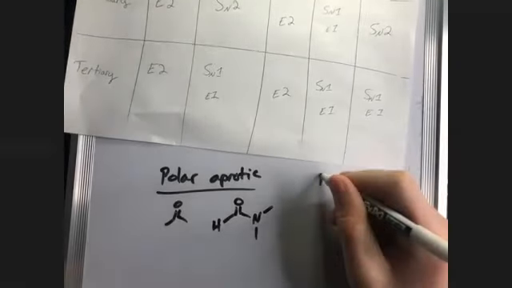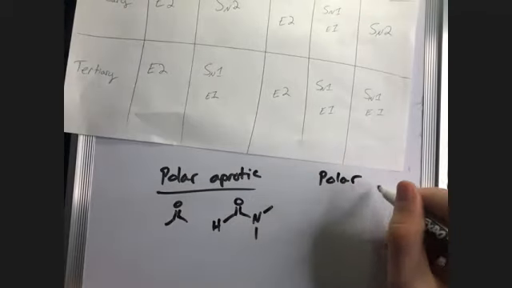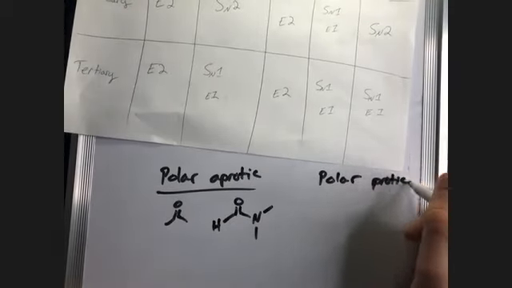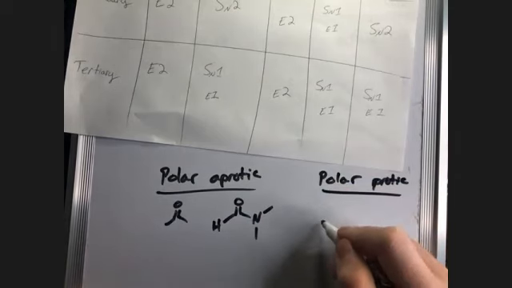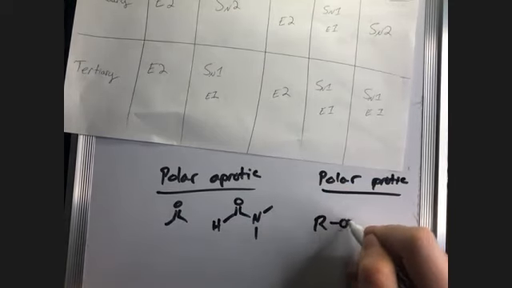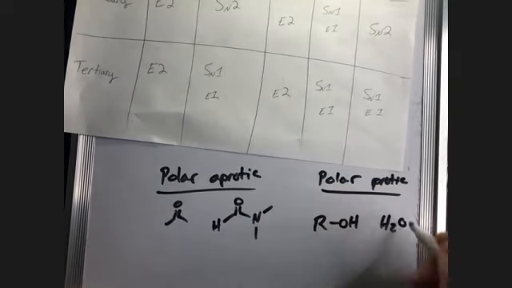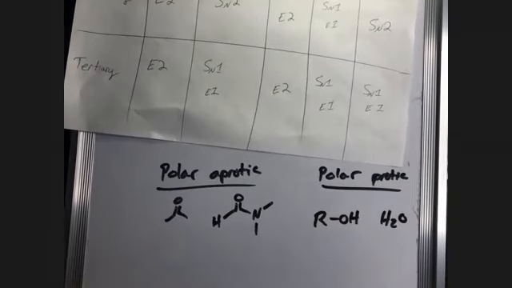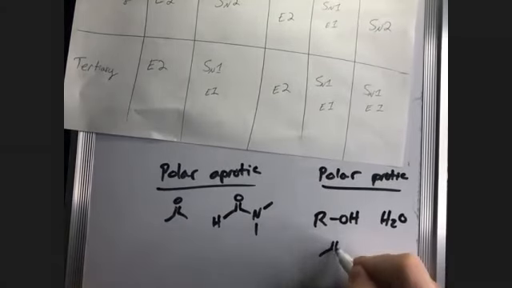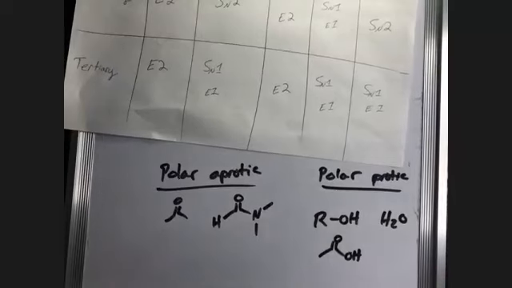Polar protic is like all alcohols and water primarily. There are others, but this is what you'll see the most. So I'll just say ROH and water, right? Because they can have hydrogen bonding with themselves. You could also have carboxylic acids, but they can do some interesting chemistry because of the nature of the carbonyl. So I'll include that, but it's much more common to just see alcohol or water.